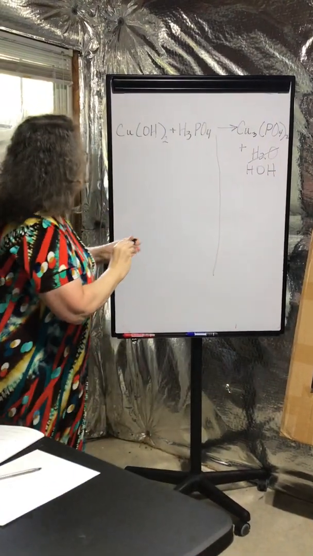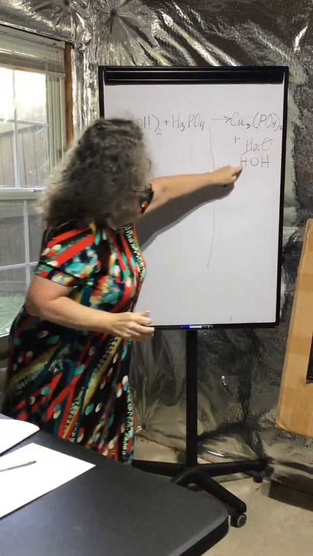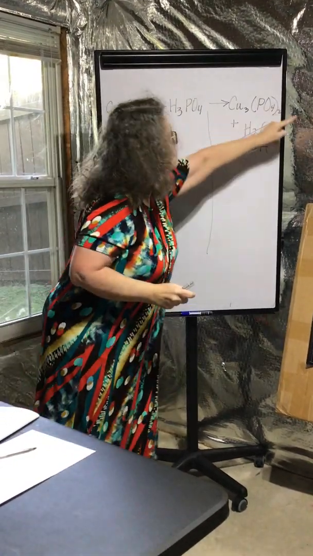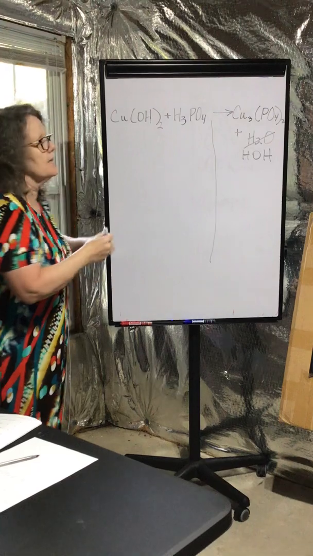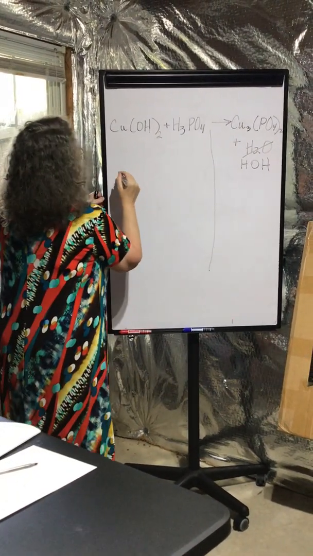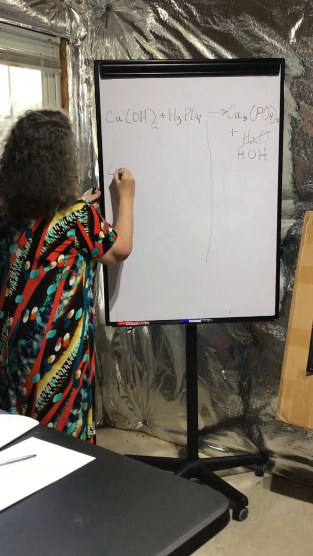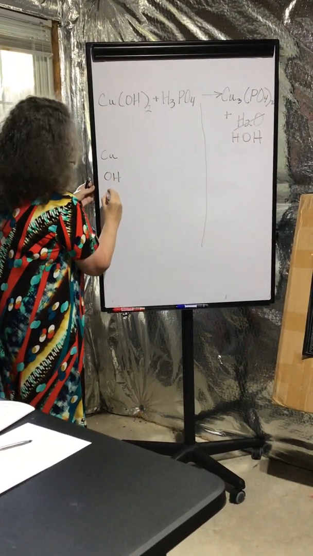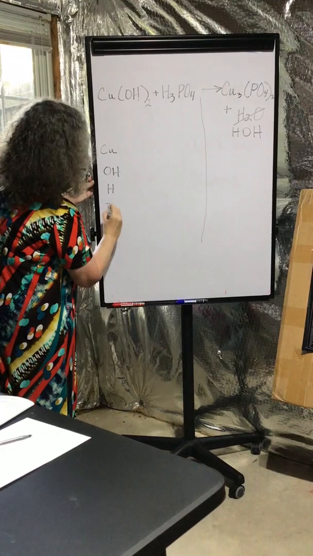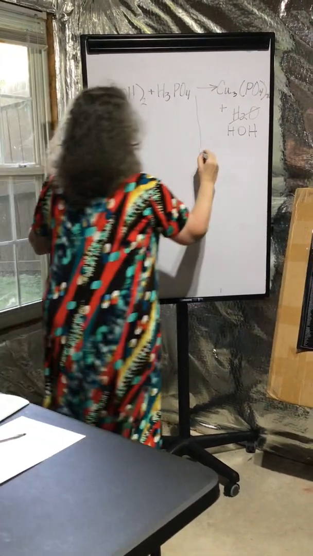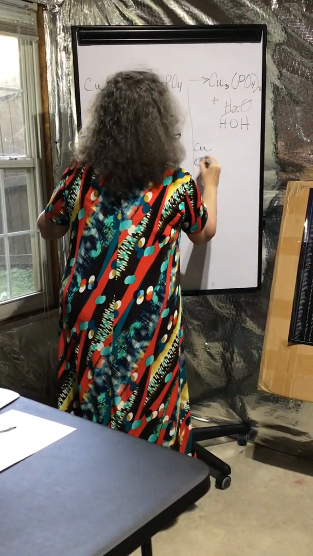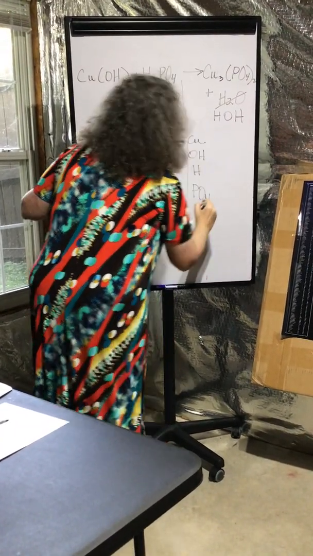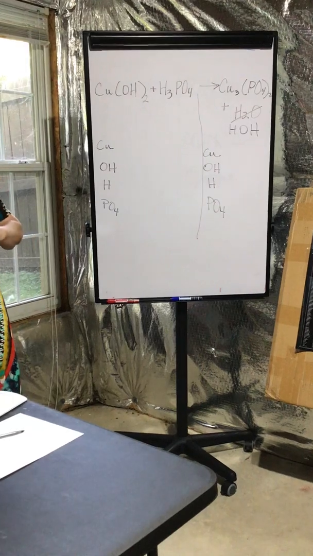And then look, on this side I have H, this side I have H. This side I have OH, this side I have OH, PO4, PO4. Simplifies it enormously. Now, next step is write them in the same order. So we have copper 2, we have OH, we have H, and we have PO4. Same order, Cu, OH, H, PO4. Balance oxygen or OH last.